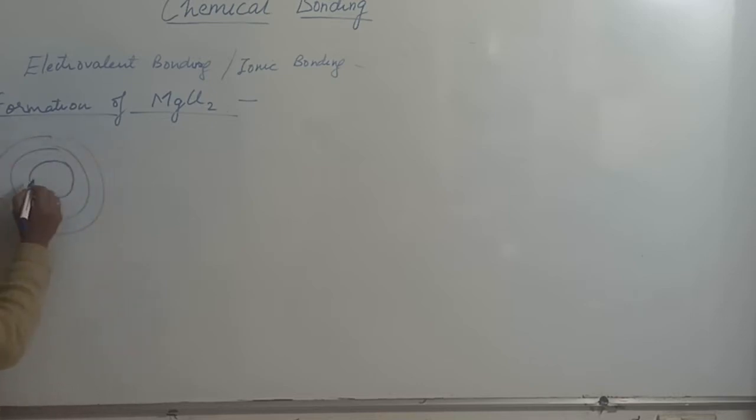magnesium, Mg, atomic number 12, electronic configuration 2, 8, 2. So there are total 3 shells. First shell 1, 2, second shell 1, 2, 3, 4, 5, 6, 7, 8, and third shell there are 2 electrons. So this is magnesium. Now you are very well able to see that magnesium, one atom, is combining with 2 chlorine atoms.